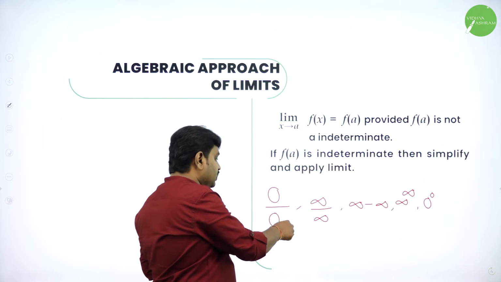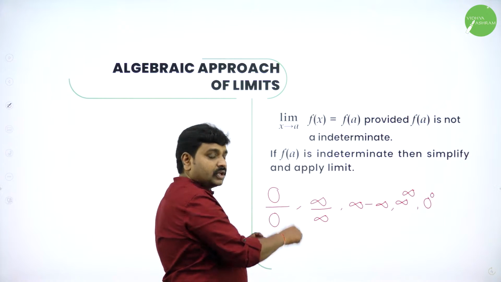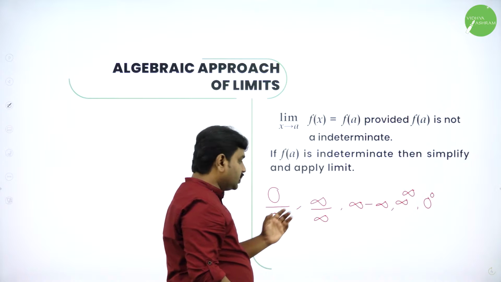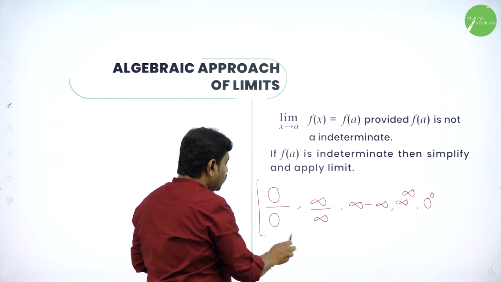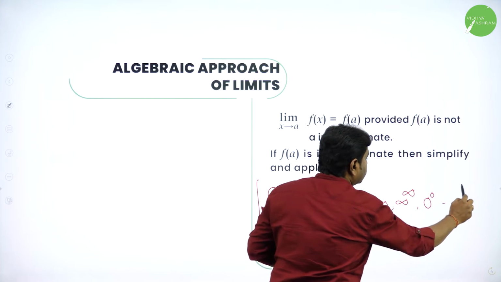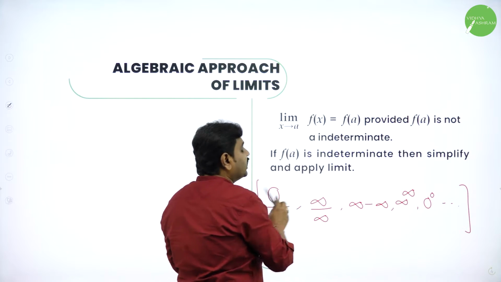If I say 0 divided by 0 is 0, someone will say it is 1, someone else will say something else. So you cannot divide like that. And infinity also. Whenever you apply a limit, you should not get any of these forms, and we call these forms indeterminate forms.